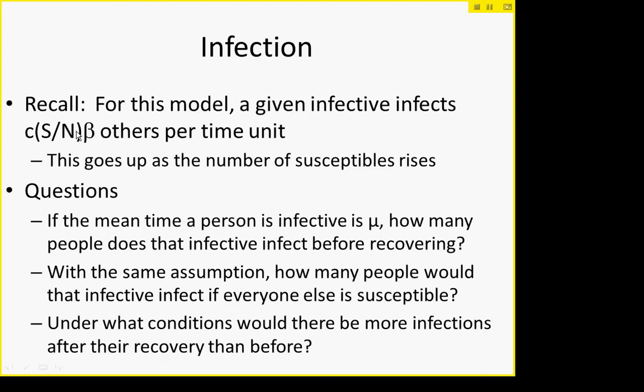With the same assumption, how many people would that infect if everyone else is susceptible? So if everyone else in the population is susceptible, then S essentially equals N. And so they're going to infect how many people before they recover? Not a trick question either. C times beta times mu.